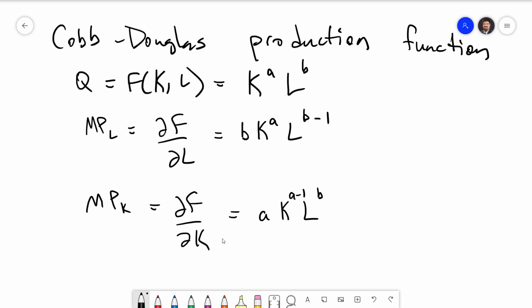As always, I've chosen to maintain the order here. You don't necessarily have to do that. Order does not matter with multiplication. The thing to point out here with these marginal products is that they both contain K and L in them, meaning that the marginal product of labor depends on the current level of capital and the current level of labor. This again contrasts the linear production function where the marginal products did not depend on K and L.